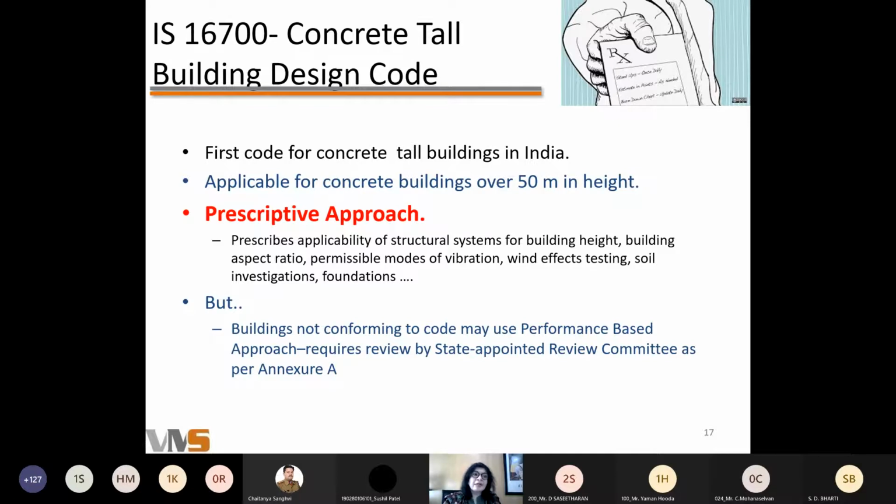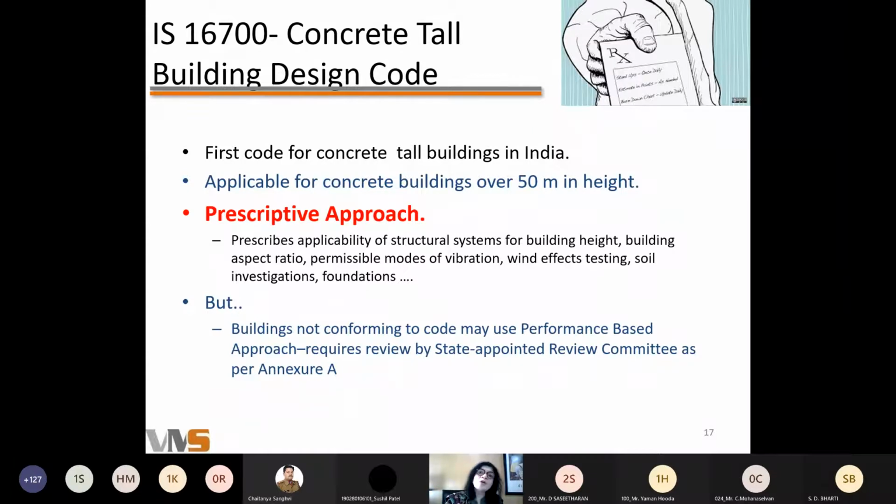However, if an engineer does something based on her or his engineering wisdom which is different from the code, that doesn't make the building non-compliant. This is a very important thing because now we are in an age of litigation. We are in an age where people are looking at the letter of what is written instead of the spirit of what is written.